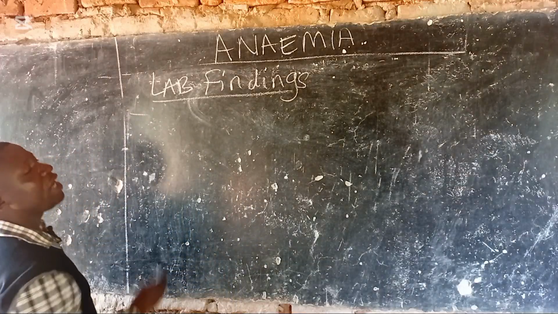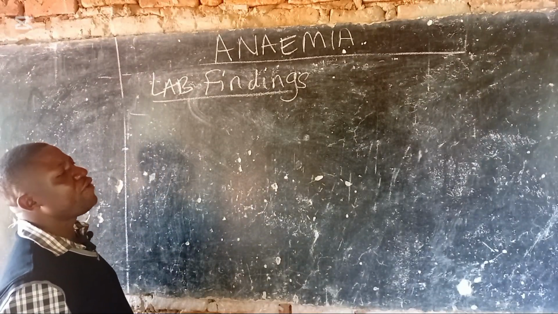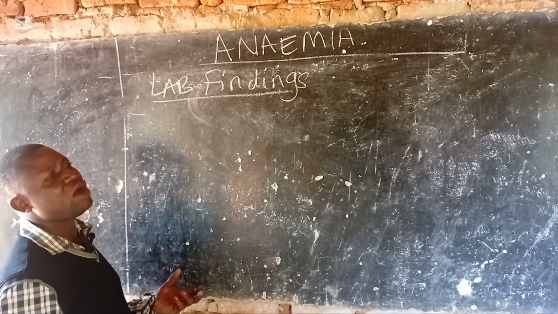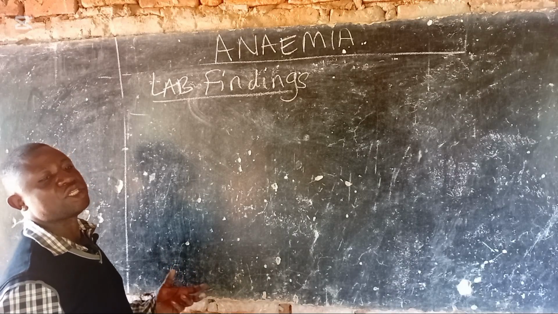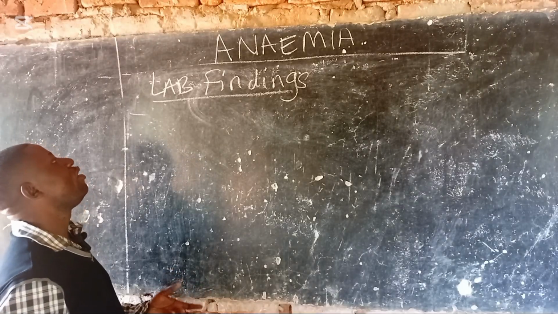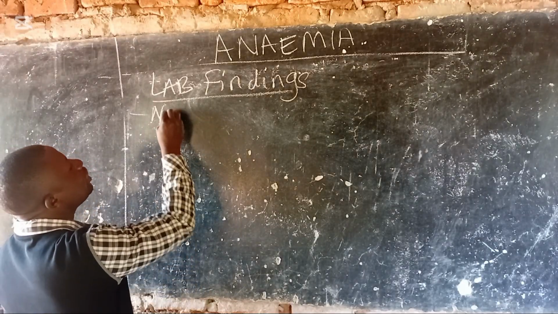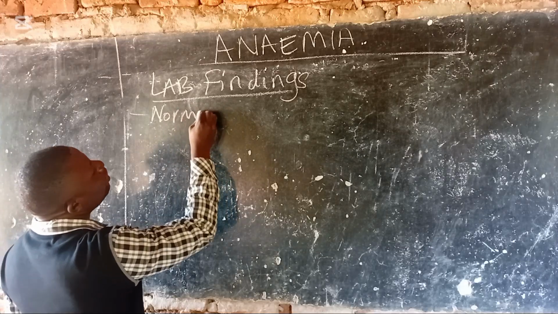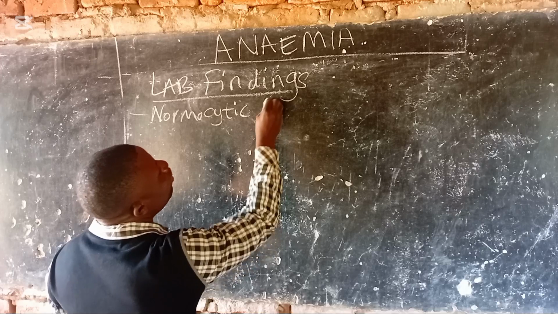So when you go to the lab and try to see the findings in the sample of such a patient with acute anemia, what do you find? You find that in the slide you will see normocytic, normochromic.